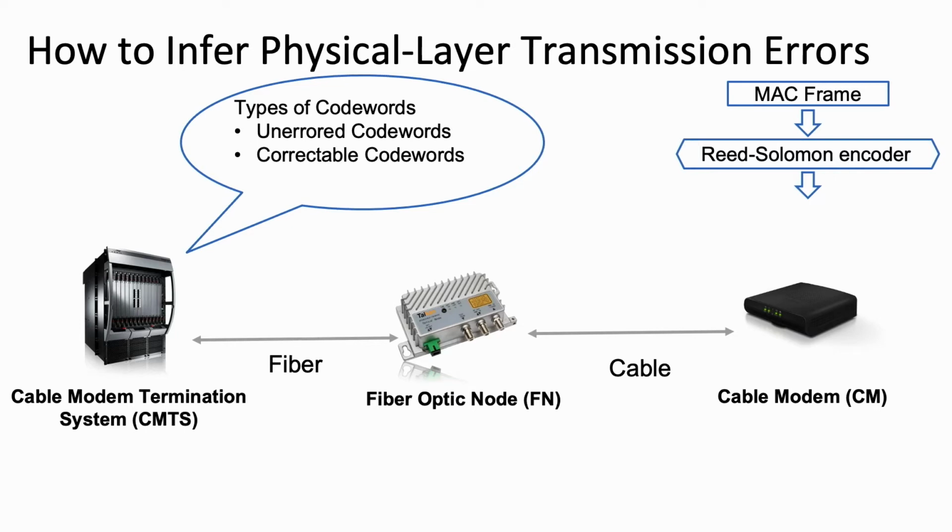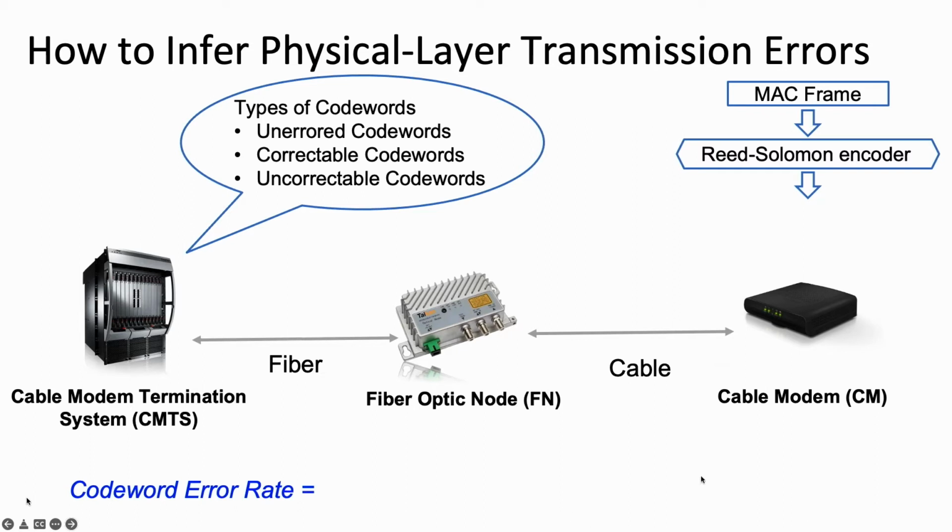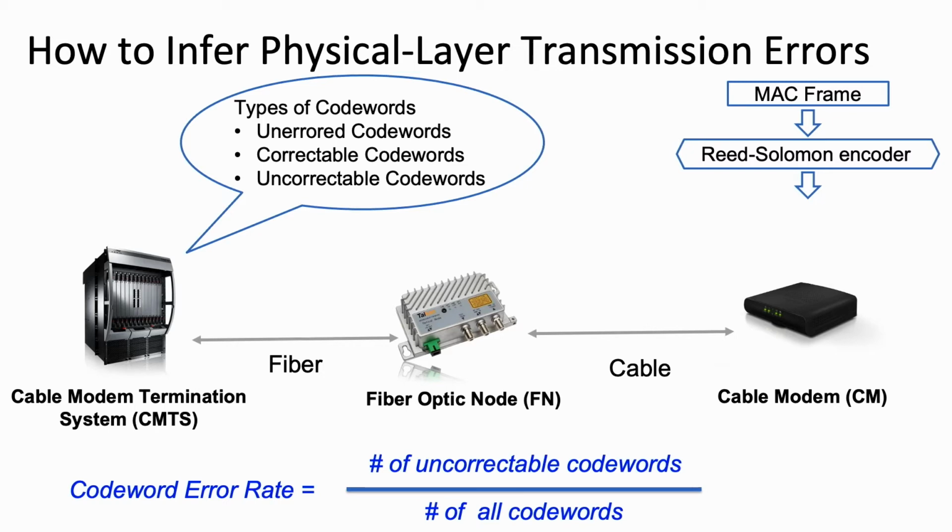If there are some errors in the code word, but the CMTS can use forward error correction to correct them, then this code word will be labeled as a correctable code word. If there are too many issues that the CMTS cannot correct, then it will be labeled as an uncorrectable code word. After we obtain these counters, we can use the code word error rate to represent the transmission errors. This is calculated by the number of uncorrectable code words divided by the number of all types of code words.